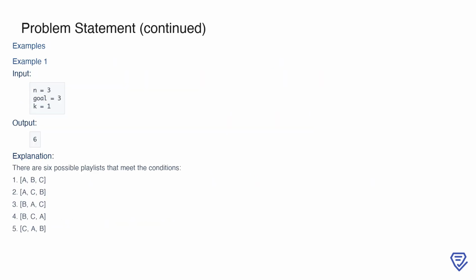To understand the problem better, let's look at an example. Suppose n equals 3, goal is 3, and k is 1. This means we have 3 songs available, and the playlist must contain exactly 3 songs, with no song being repeated immediately. The output in this case is 6 because there are 6 valid playlists: A, B, C; A, C, B; B, A, C; B, C, A; C, A, B; and C, B, A. Each of these playlists satisfies the conditions: all 3 songs are included, and no song repeats too soon.